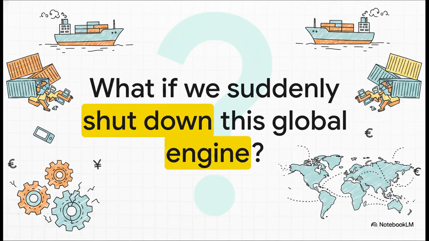Which brings us to the end of our explainer today and leaves us with a rather chilling question to think about. What would our daily standard of living look like if we suddenly shut down this global engine? If you take away the foreign exchange, the price stability, the global division of labor, and those top-tier consumer choices, the modern world literally just grinds to a halt.